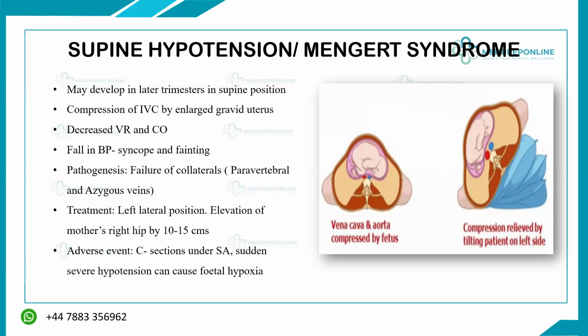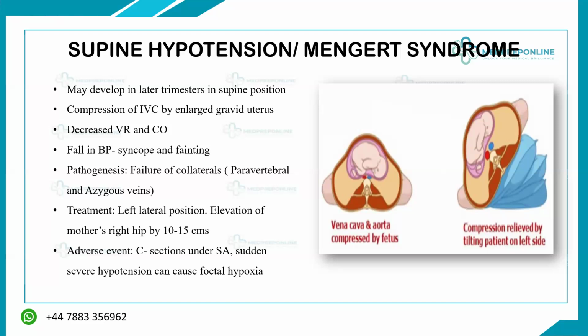Because of the decreased venous return and cardiac output, the fall in BP may result in fainting. And why this occurs is because the normal compensatory mechanism is not up to the mark. So there is a failure of formation of collaterals, the paravertebral as well as the azygous veins. And how do you treat it? Simply, you put the patient in a left lateral position, or elevate the mother's hip by 10 to 15 centimeters, right? You can put a wedge below the mother's hip, thereby elevating the right hip of the mother, and this will relieve the compression on the IVC and increase the cardiac output or the venous return back to the heart.